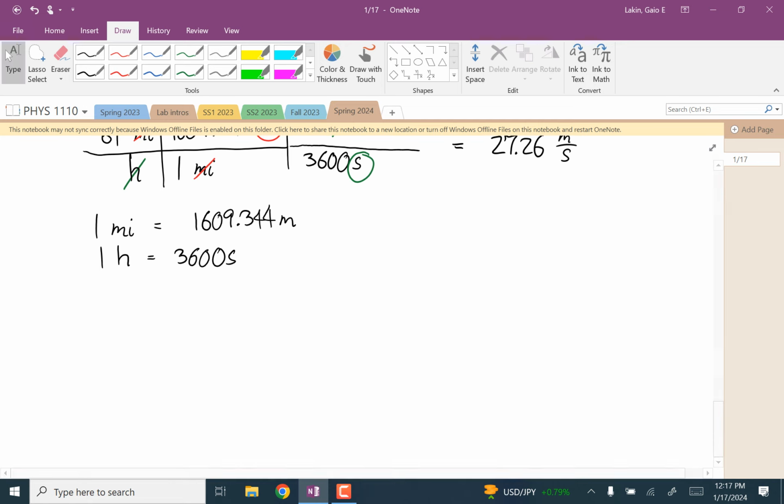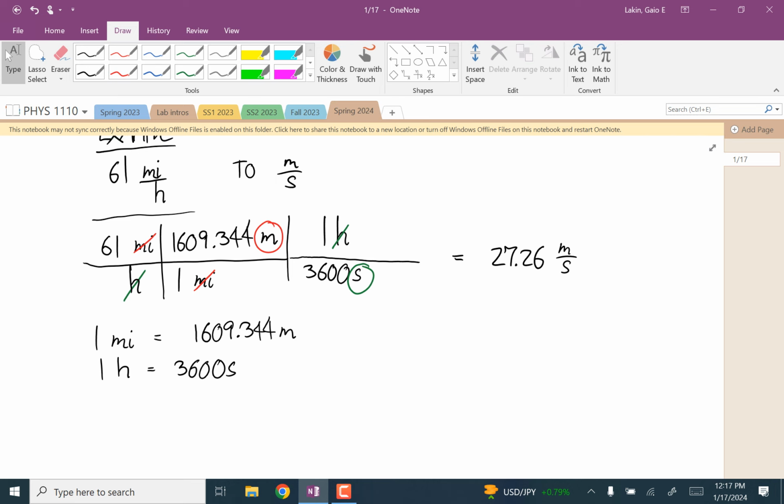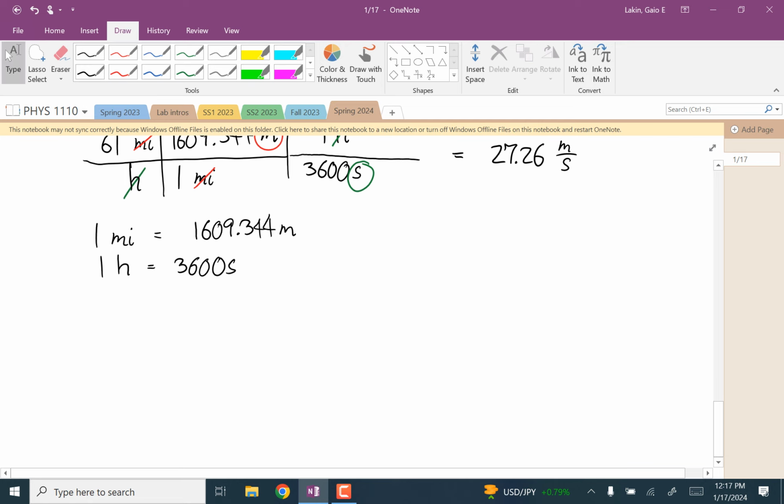Okay, let's do another one now. The only thing you're going to see that you haven't seen yet is that sometimes you'll have units that have an exponent. What if instead of meters per second, we had units of meters per second squared? How would you deal with that? Let me do an example like that.